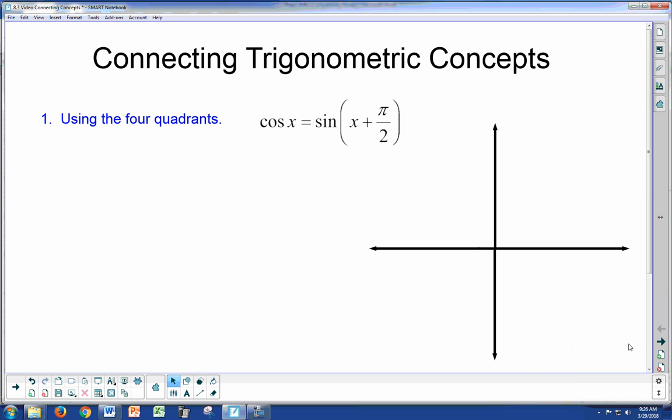Today we're doing some unique work with trigonometric concepts. So we're going to start with this idea of using four quadrants to show that the cosine of x is equal to the sine of x plus pi over 2.